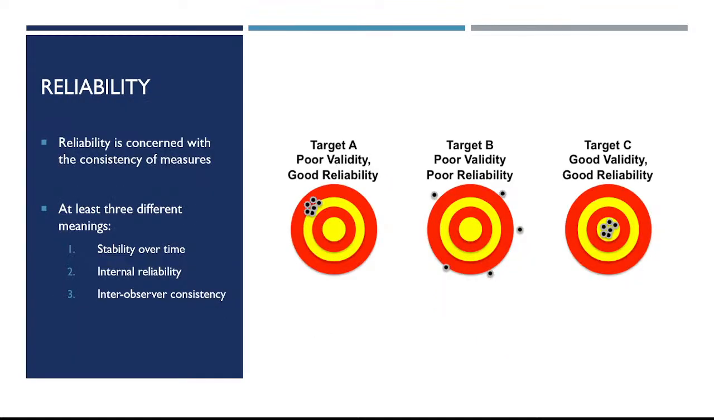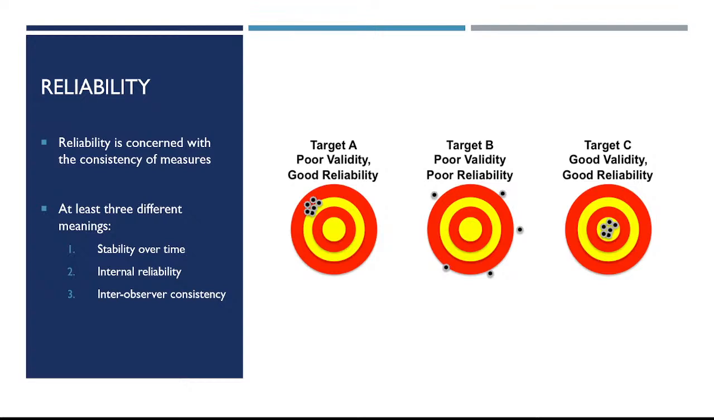Okay, so reliability. Reliability is one of these terms concerned with the consistency of measures, right? When you're measuring something in quantitative research, you want a consistent measurement, so that you're always measuring it the same way and getting roughly similar results.